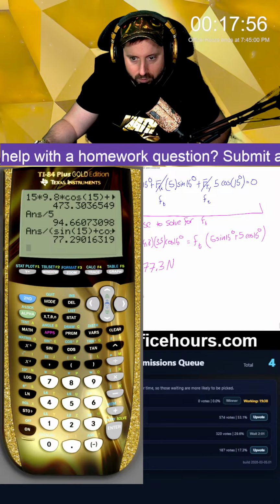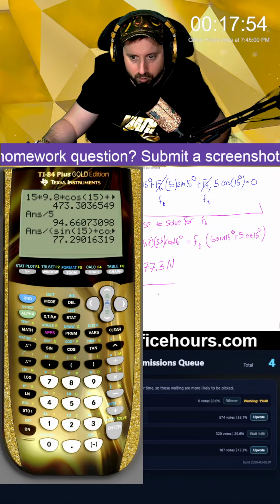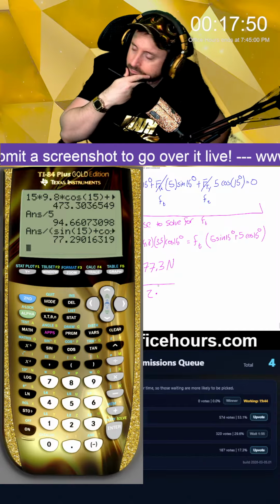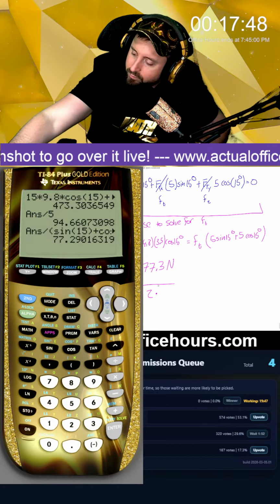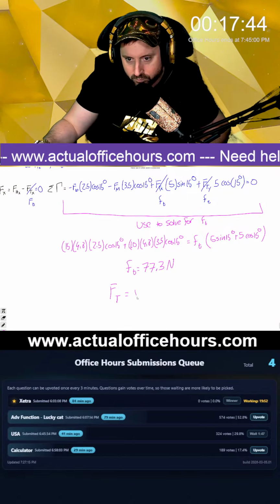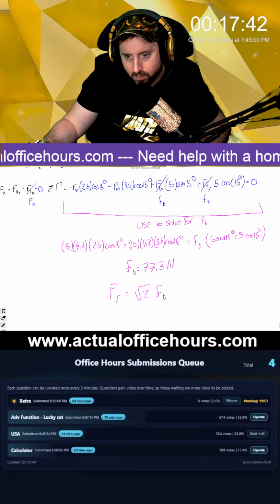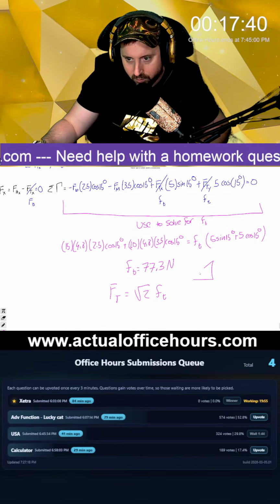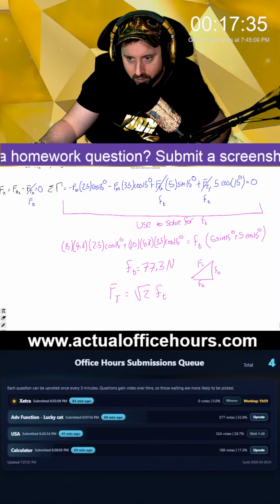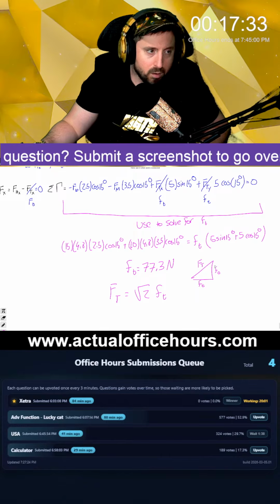But then FT, the total, right? That's equal to the square root of 2 FT, I think, right? Because it's this type of triangle, right? This is like F little t, and then this is big FT.